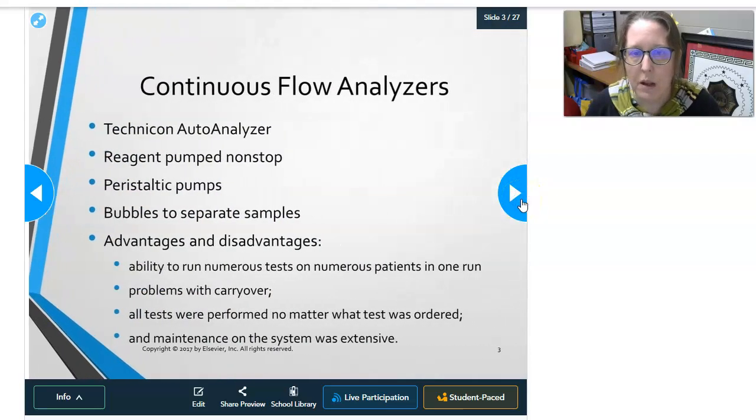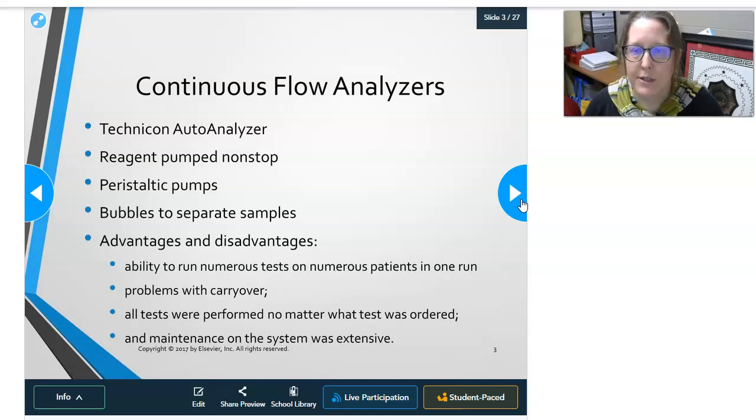All right, first type of analyzer automation that we're going to look at in clinical chemistry is the continuous flow analyzers. An example is a Technicon AutoAnalyzer. The reagents are pumped nonstop through the system, and it uses peristaltic pumps to move fluids through tubing. It then uses a system of generating bubbles between samples. Let's say there's a sample, a wash, and then a bubble, and then a sample, a wash, a bubble. So the bubble separates the samples. There are many advantages and disadvantages of that system. You can run numerous tests on numerous patients in one run. There is a problem with carryover.